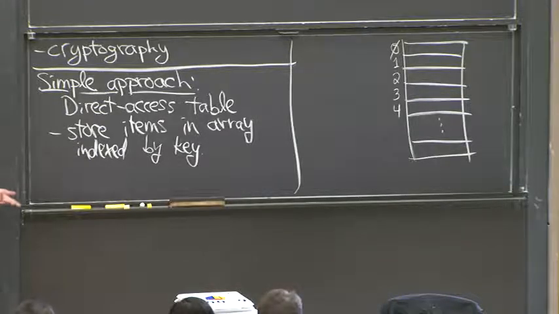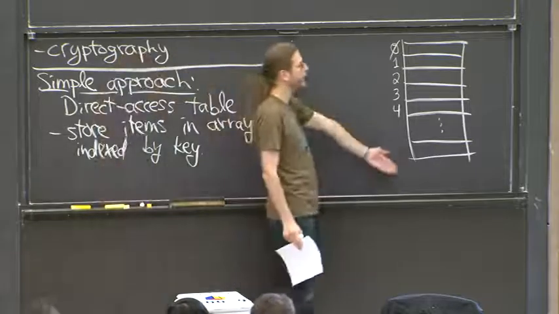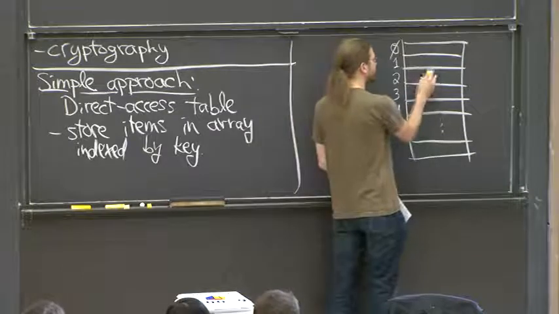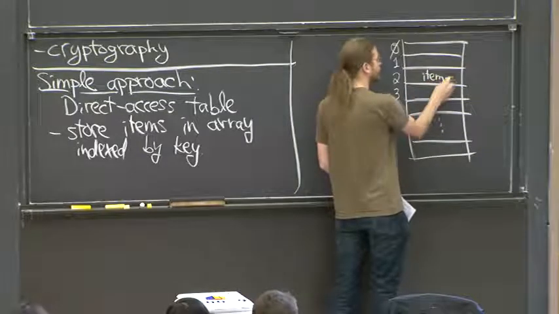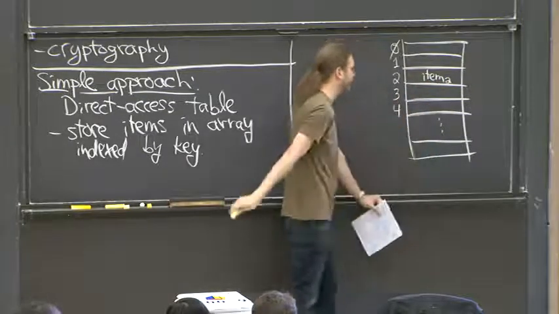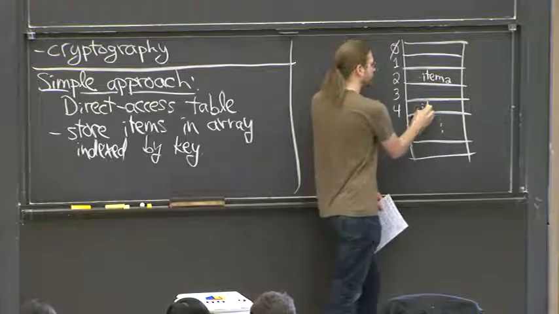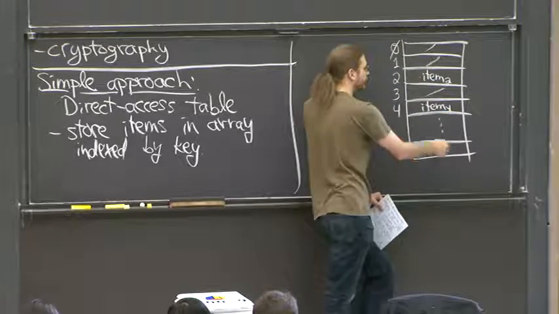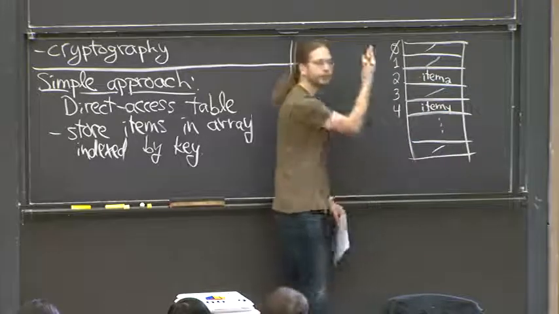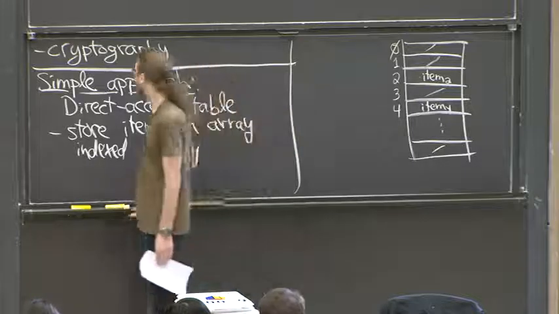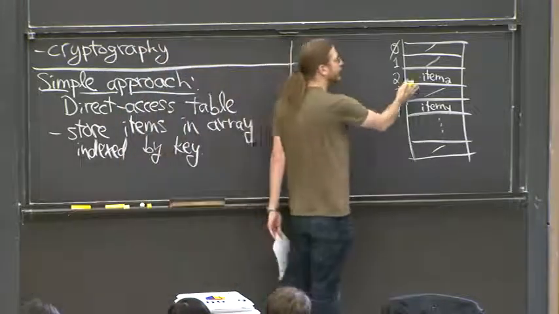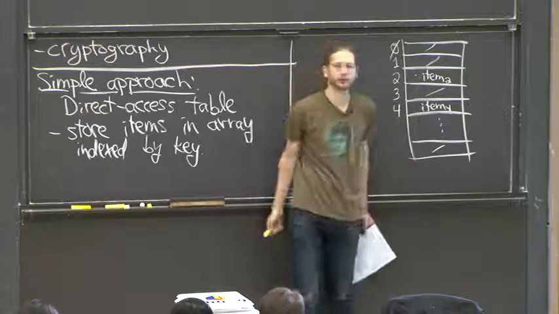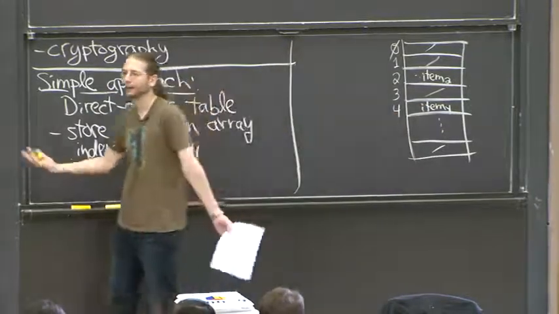If your keys happen to be integers, I could just store all my items in a giant array. So if I want to store an item here with key 2, call it maybe item 2, I just put that there. If I want to store something with key 4, I'll just put it there. Everything else is going to be null or none or whatever. So lots of blank entries. Whatever keys I don't use, I'll just put a null value there. Every key that I want to put into the dictionary, I just store it at the corresponding position. What's bad about this?